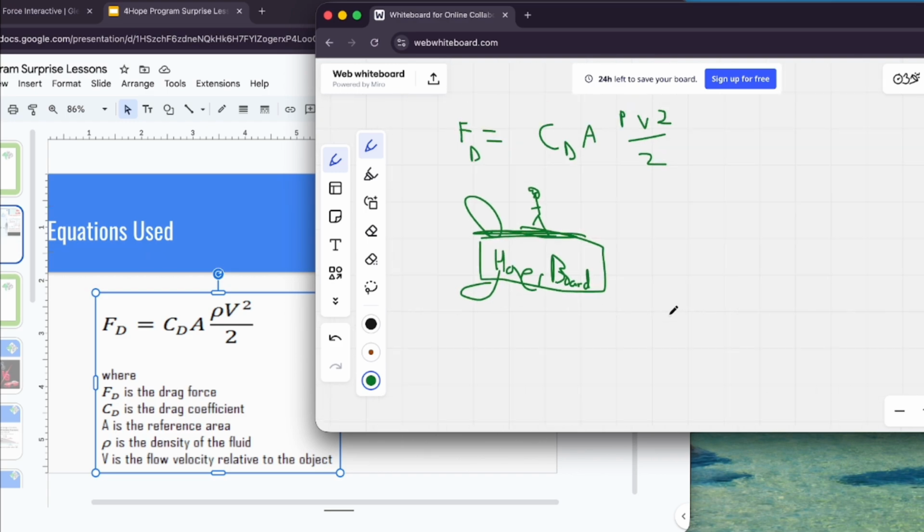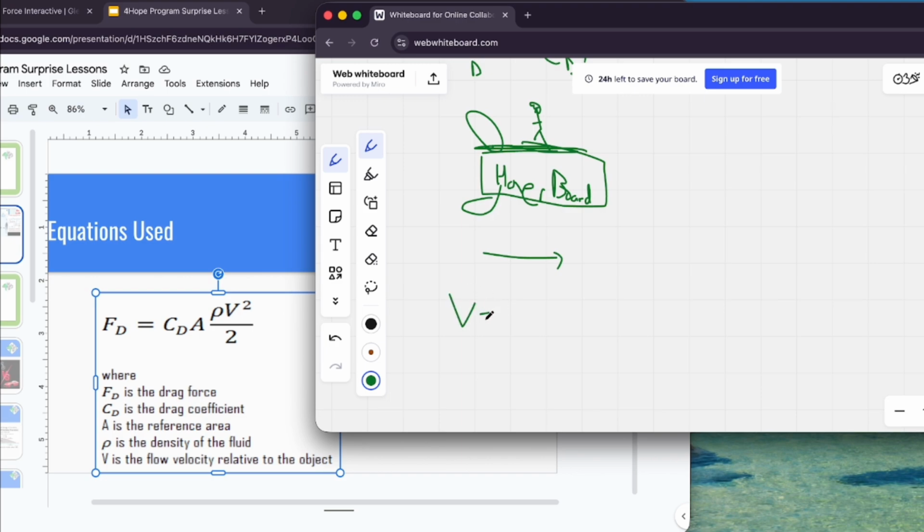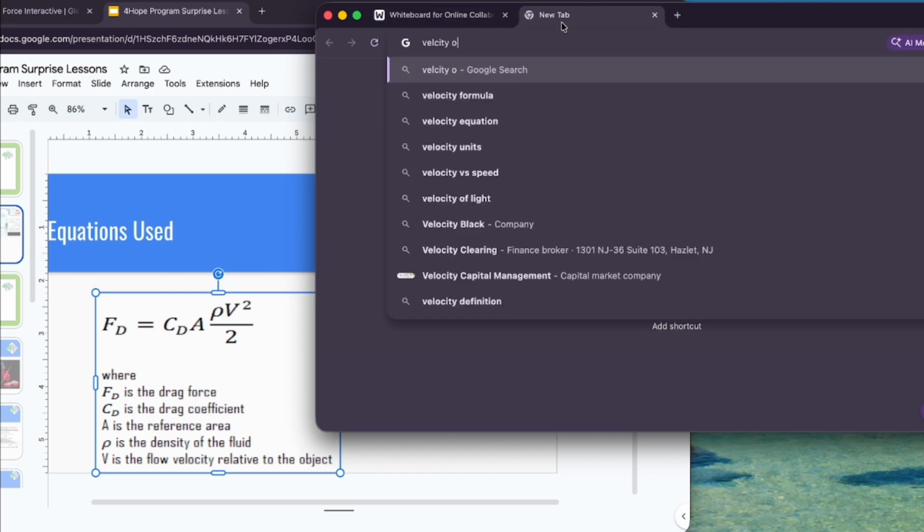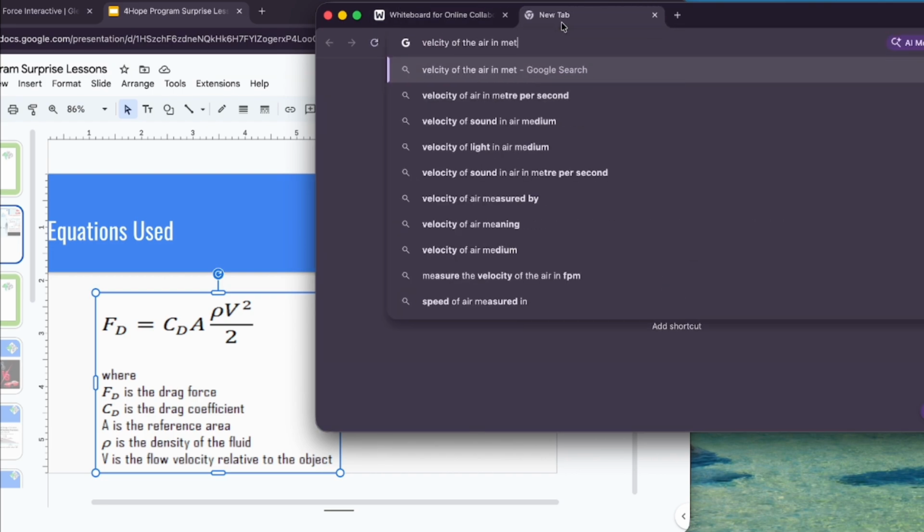So he's on this hoverboard, and it's going at approximately the velocity of, let's say, I don't know, if it's a very fast hoverboard with the best, latest technology and all that, let's say it's like 95 meters per second. Let's say air pressure is much less than this. Let me just see what the velocity of the air is in meters per second.